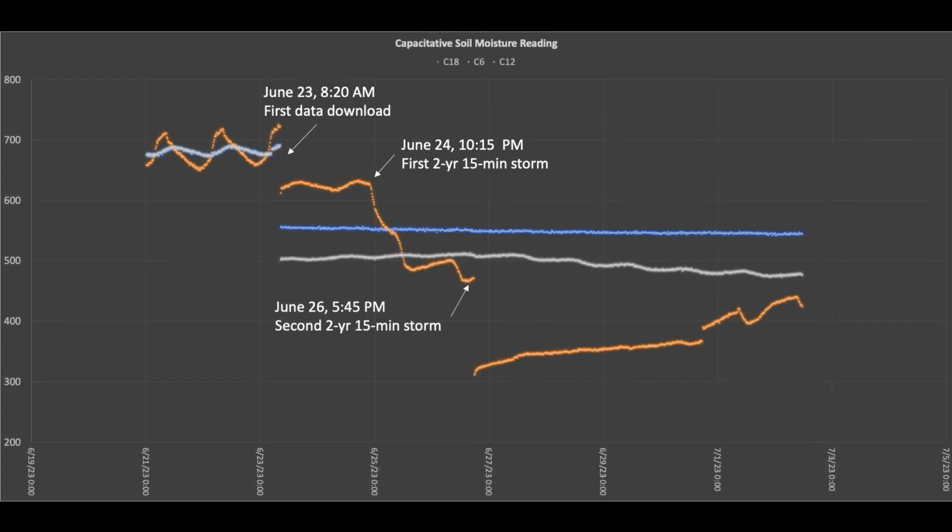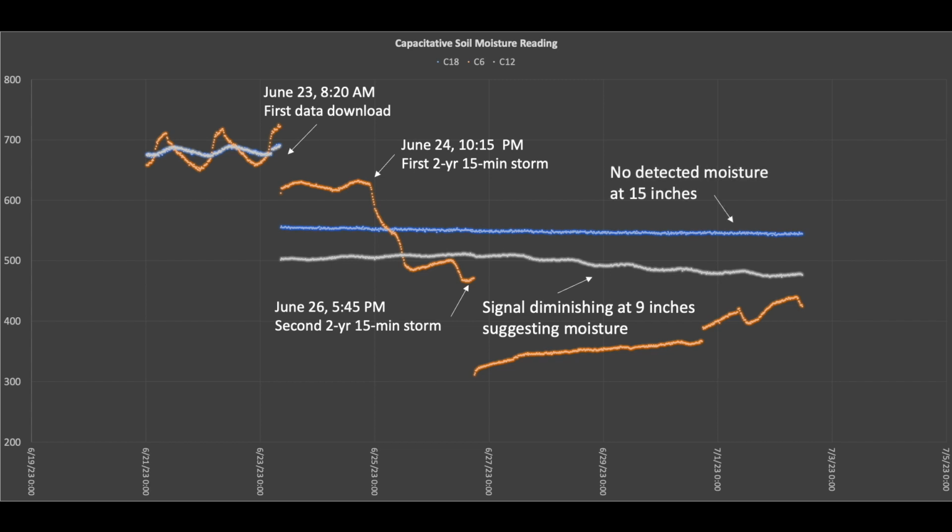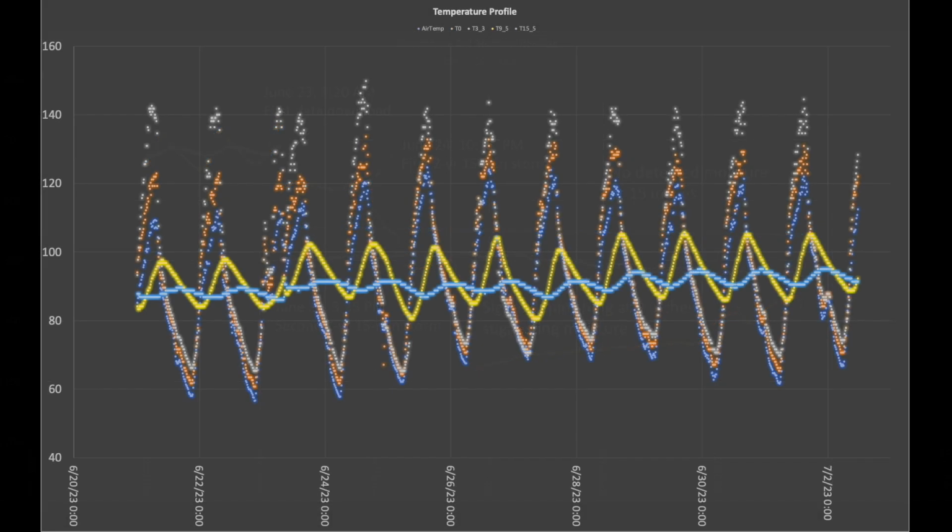Note that the other two sensors located at a depth of 9 and 15 inches detected limited or no moisture from the simulated rainfall events. This suggests that capacitive soil moisture sensors may be useful to monitoring the progression of an infiltrating wetting profile resulting from rainfall or irrigation. Next, let's take a look at temperature data for the same period.